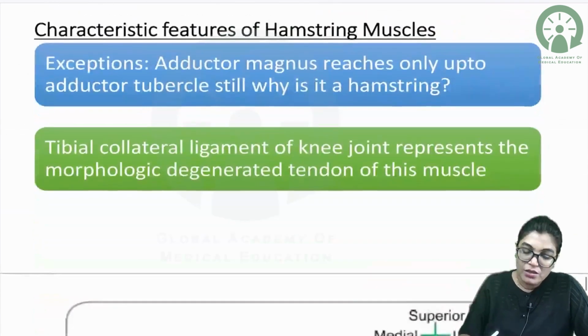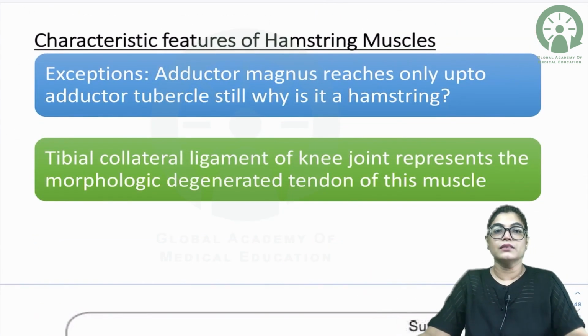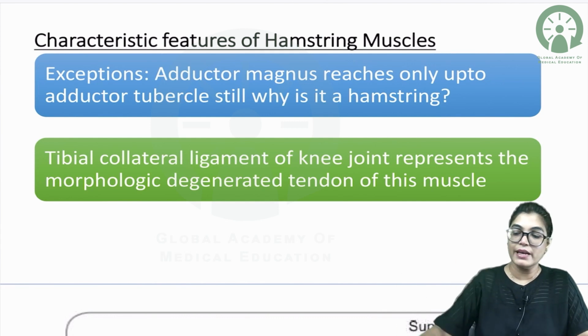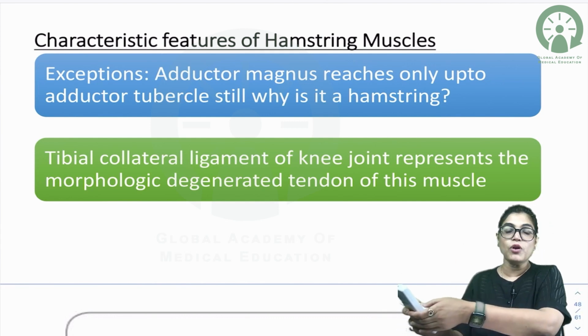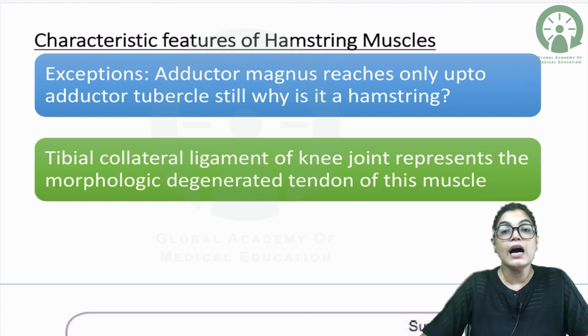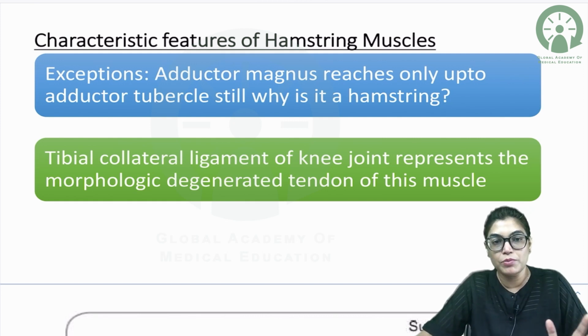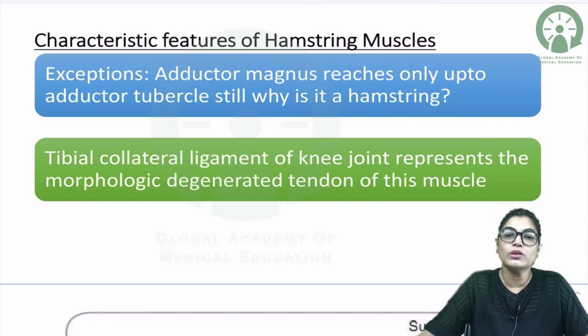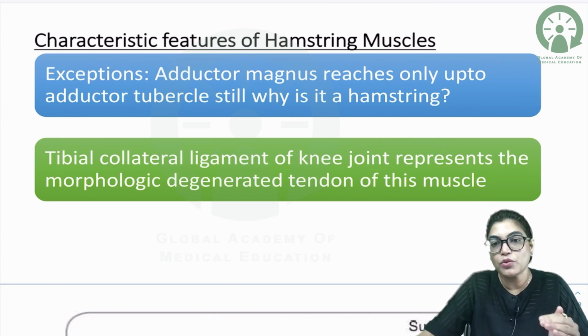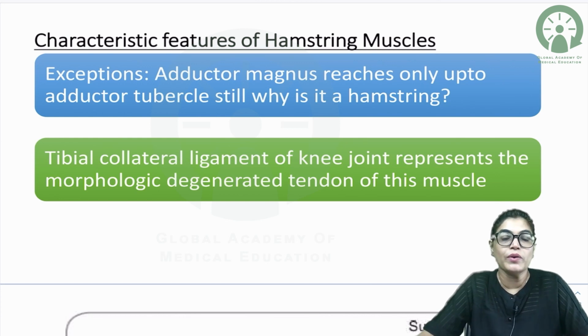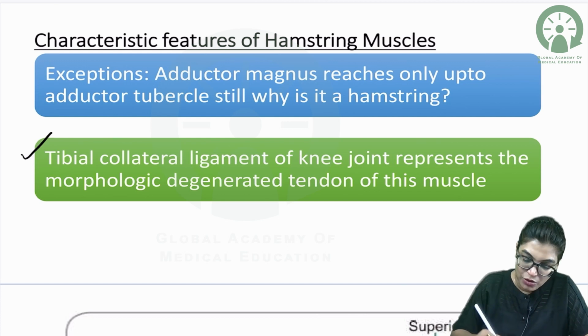Now, I would also like to elaborate an important point which has to be noted. Adductor magnus is the muscle which does not follow the rule of insertion on one of the leg bones, that is tibia or fibula. Actually, it ends at the level of the adductor tubercle, and we know that the adductor tubercle is part of the femur bone. Lower to it, it forms a ligament. The name of that ligament is the tibial collateral ligament.